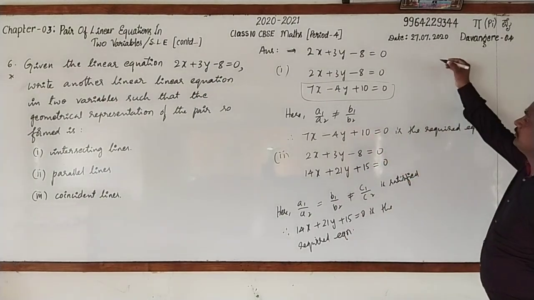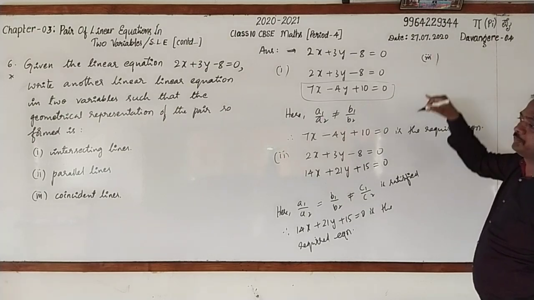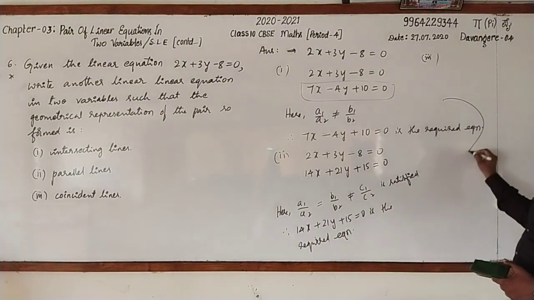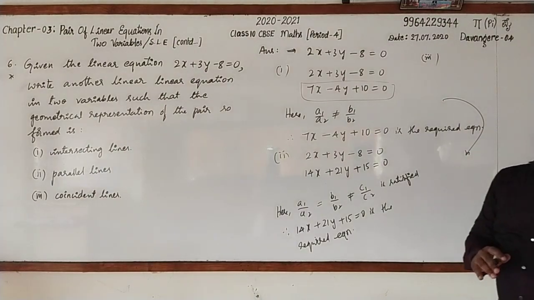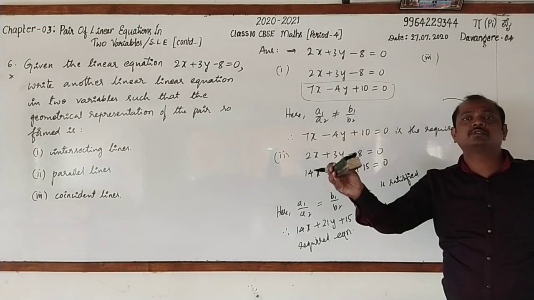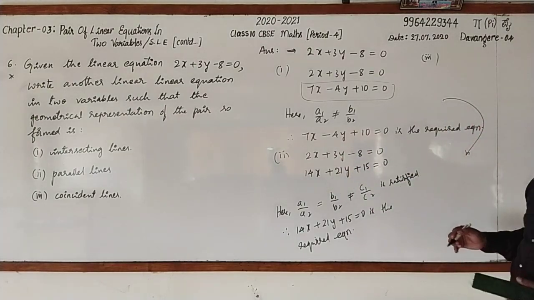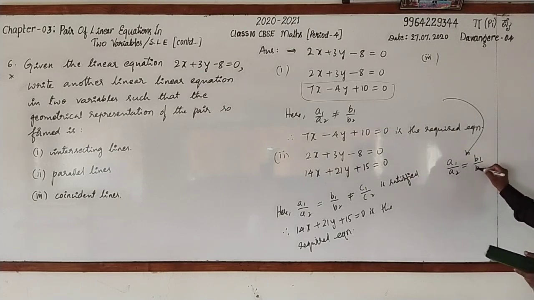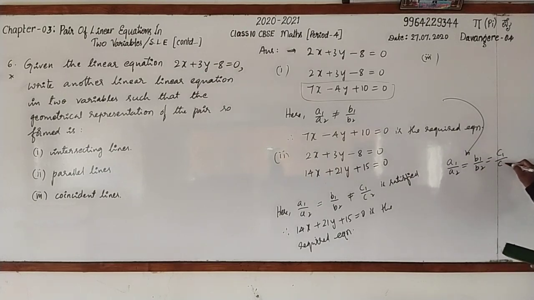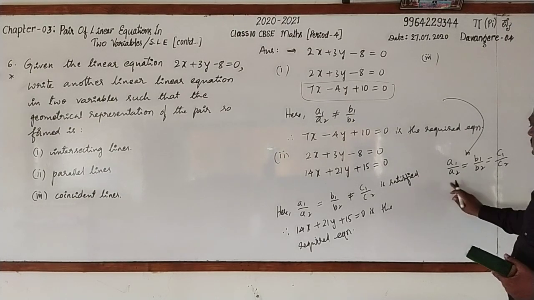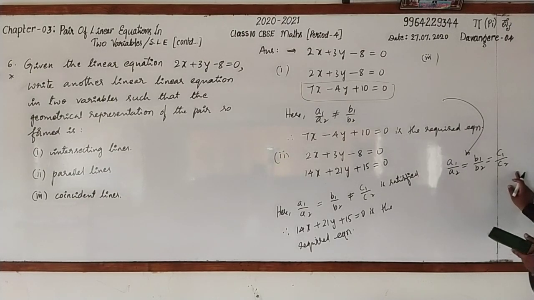Next, we shall move on to the third one. Third one is coincident lines. If the lines should be coincident with each other, that is, one line should lie on the other line, what should be the condition? Yes, it is A1 by A2 is equal to B1 by B2 is equal to C1 by C2. Now we have to write the equations which satisfy this condition.